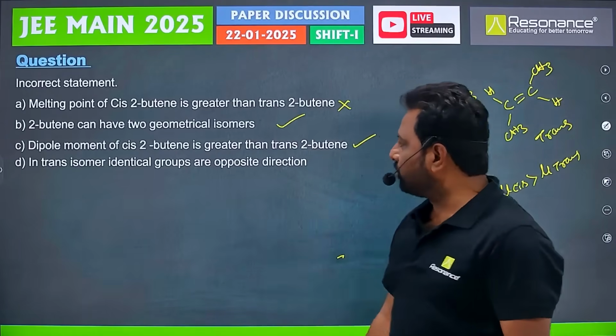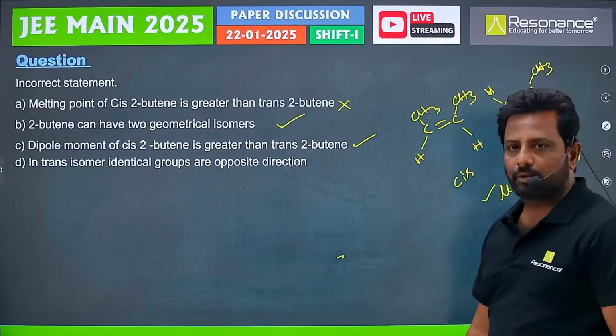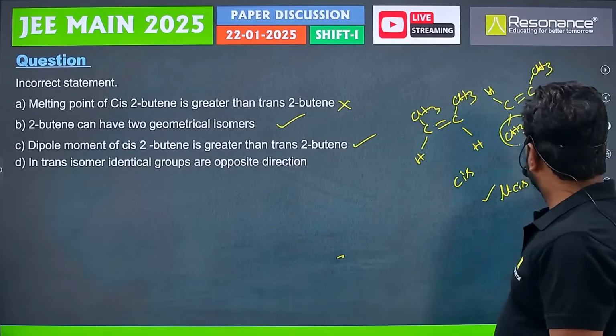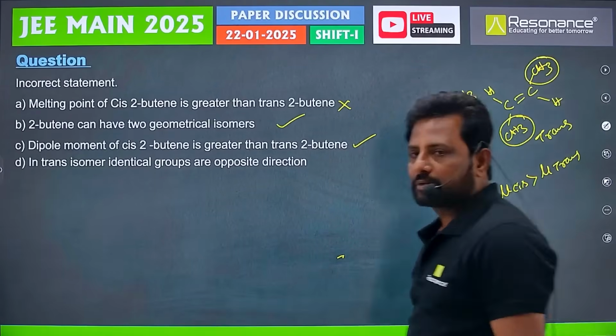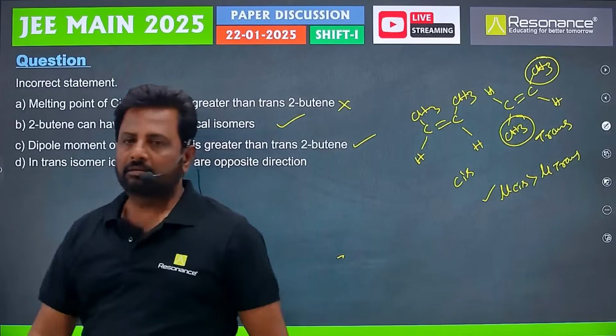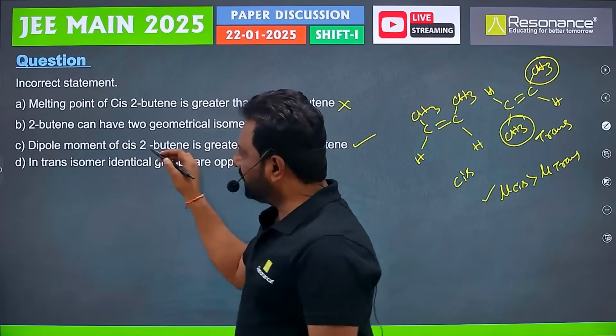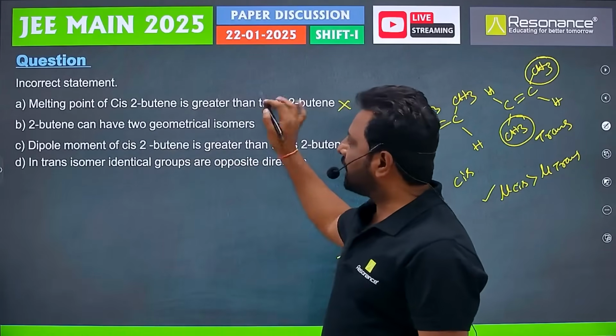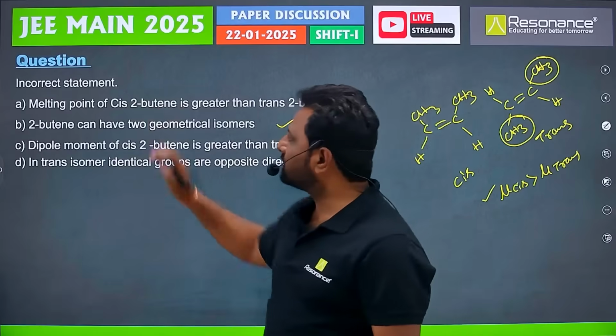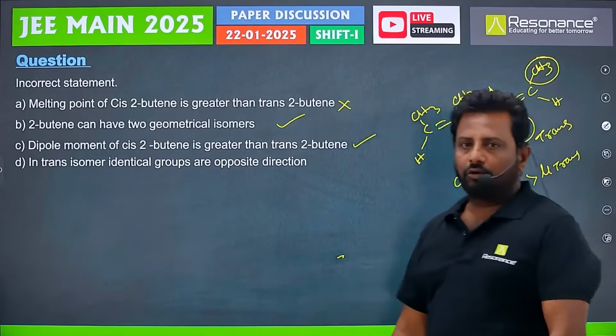And in the trans isomer, identical groups are present in opposite directions. Yes, here the two identical methyl groups are present in opposite directions. So B, C, D are the correct options and A is the incorrect one. So our answer is A. Go for the next question.